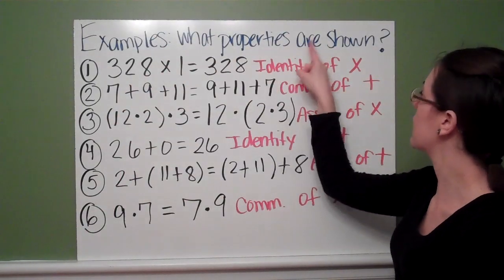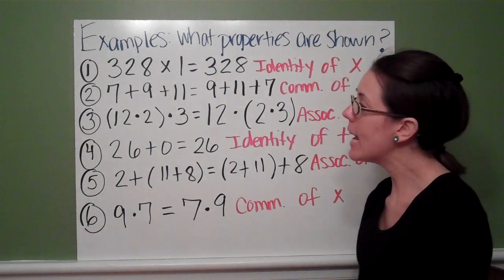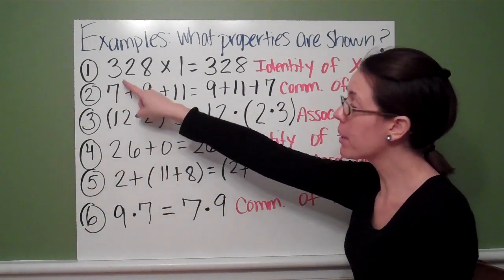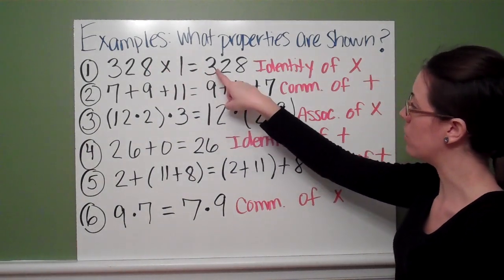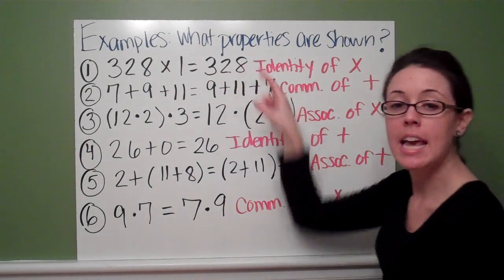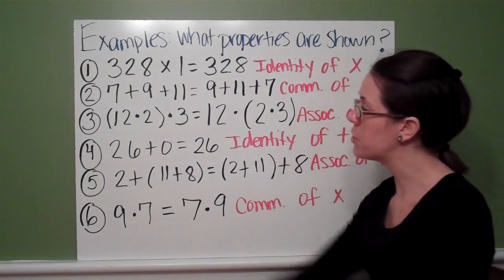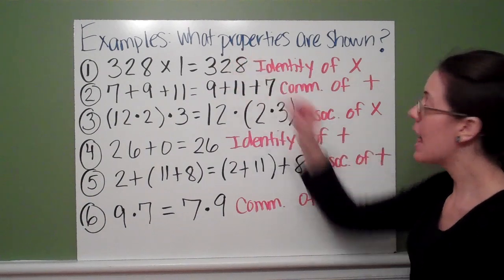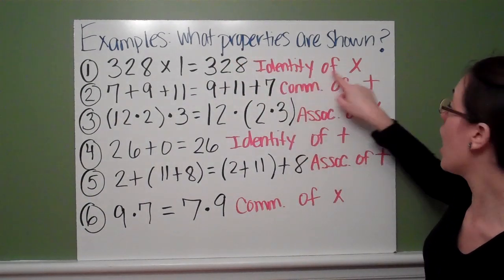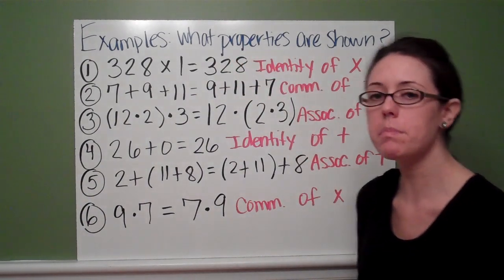Examples. What properties are being shown? Example number 1. 328 times 1 is equal to 328. In this example, you can see that you are multiplying a number by 1 and getting that same number. That is the identity property of multiplication.